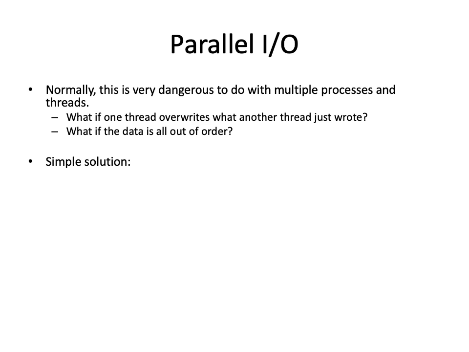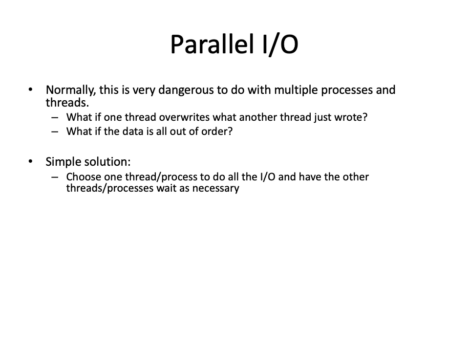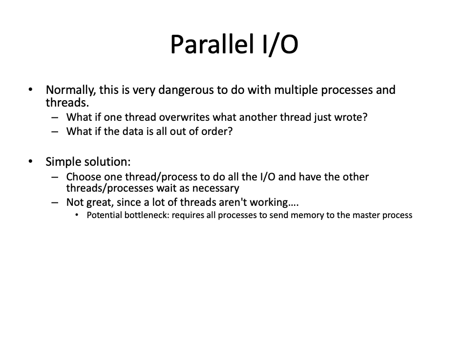Well, a simple solution that many people use is the following. You choose one thread or process to do all of the I/O, and all the other processes will send their data to that thread or process, and they'll just wait. So that one process will do its thing, open the file, write all the data, and then close the file, and then they'll all resume doing their usual work. This isn't really that great because a lot of threads are just waiting around, and so you're just idling. It's also a potential bottleneck when you're doing multi-process applications because it requires all of the processes to send memory to the master process. So it can take a lot of time to do I/O that way.